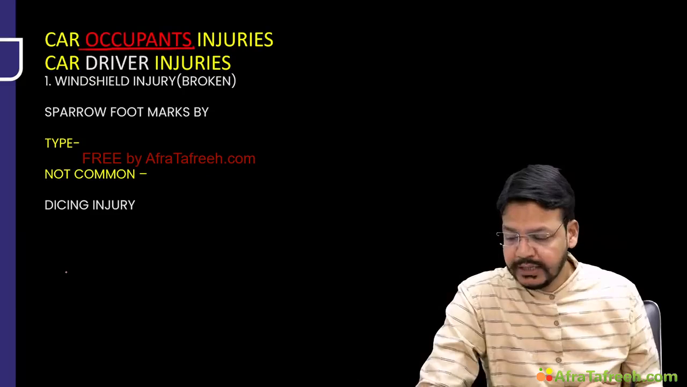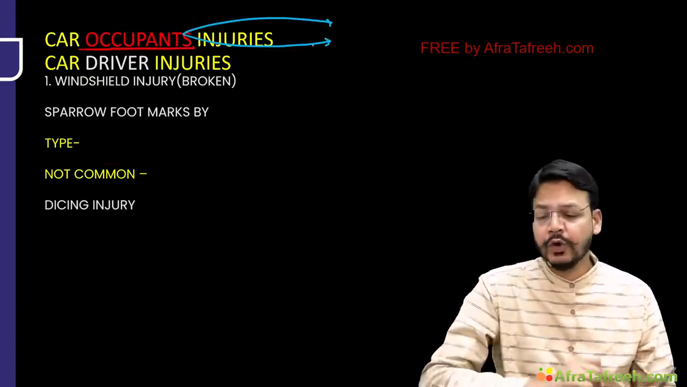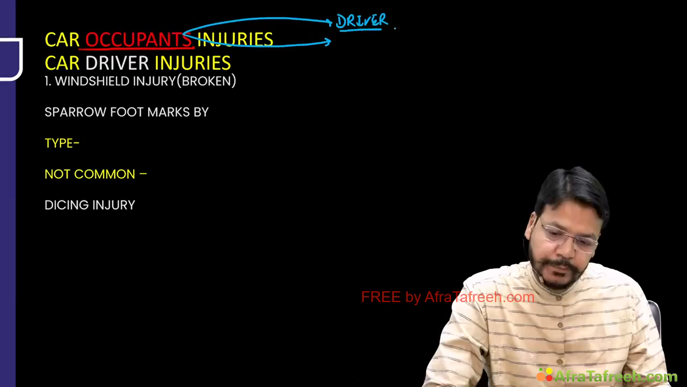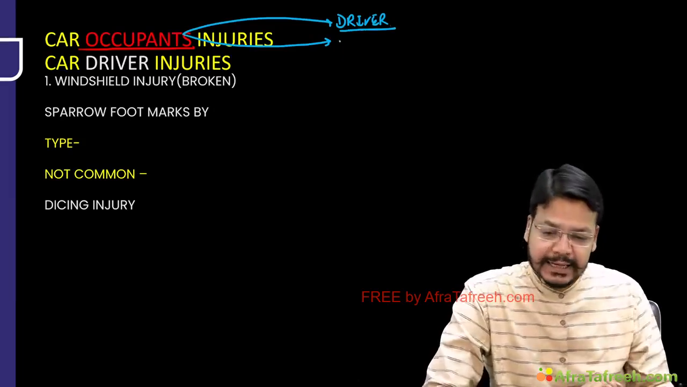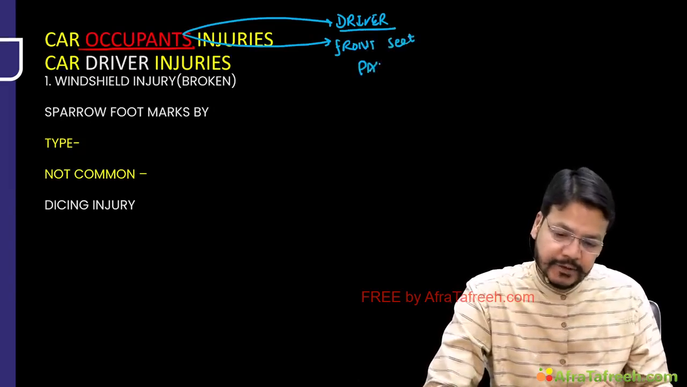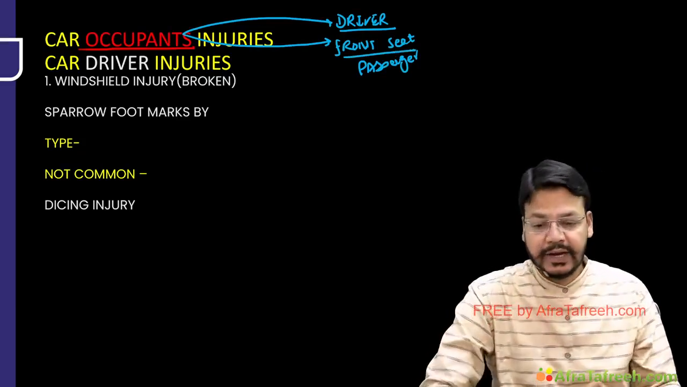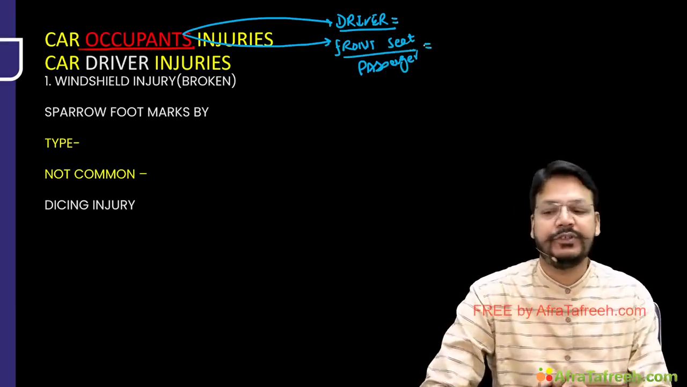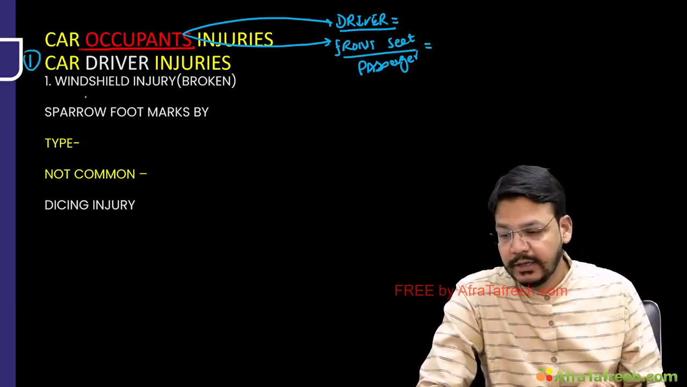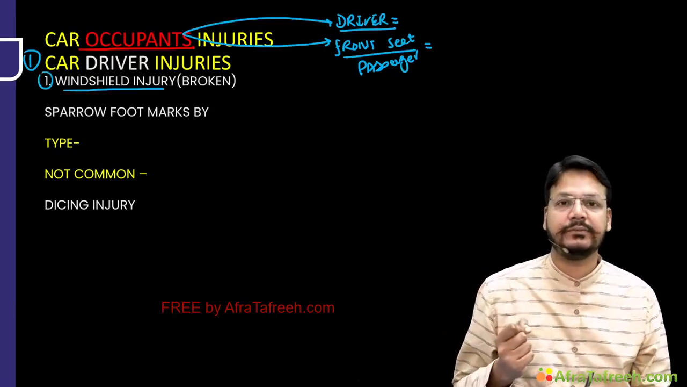Now, my dear friend, I am coming to the next category, car occupant injury. First of all, what are the injuries which are possible in a car occupant? Sir, in a car occupant, the first occupant is the driver. The second is the front seat passenger. What are the injuries in the driver and in the front seat passenger? First, I'll discuss the car driver injuries. In car driver injury, the first is windshield injuries.